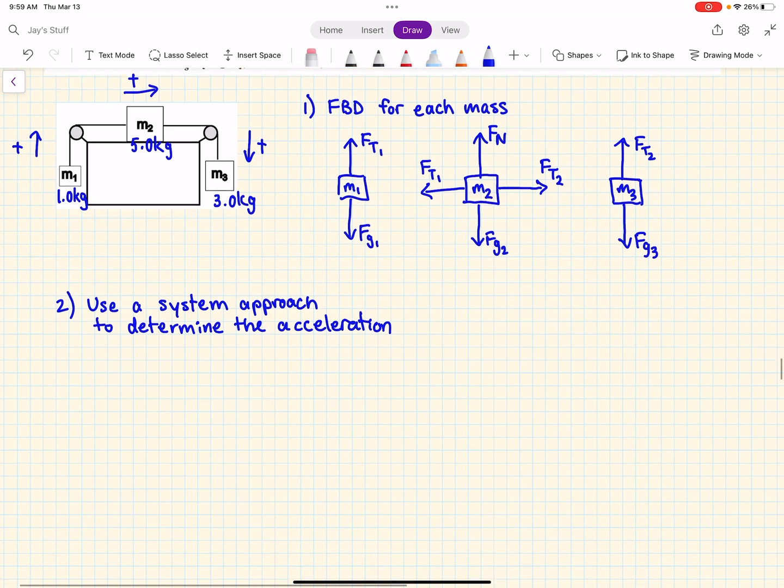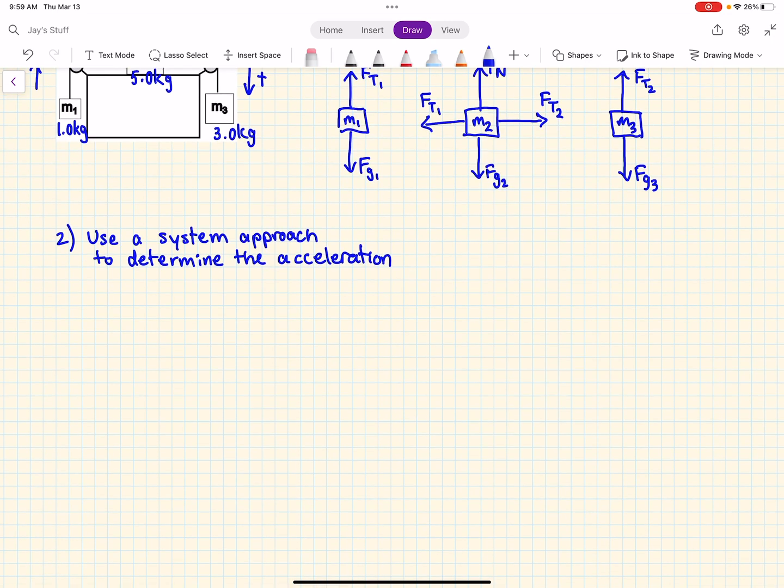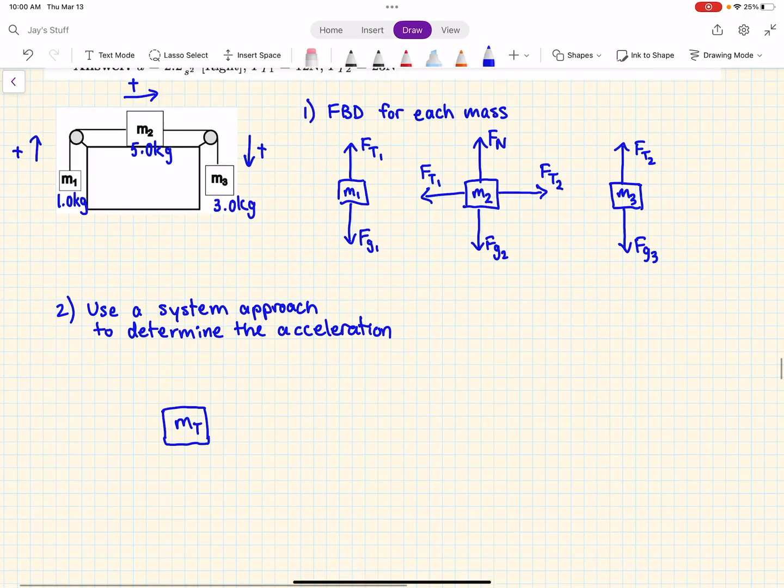So in order to do that, we basically create a new free body diagram where instead of individual masses, we treat this thing like one big mass. So I'm going to call it mass total. So that's just going to be m1 plus m2 plus m3. And then we draw only the external forces. So what I mean by that is we're not going to include tension, because the tensions are forces that are just acting amongst the masses within the system.